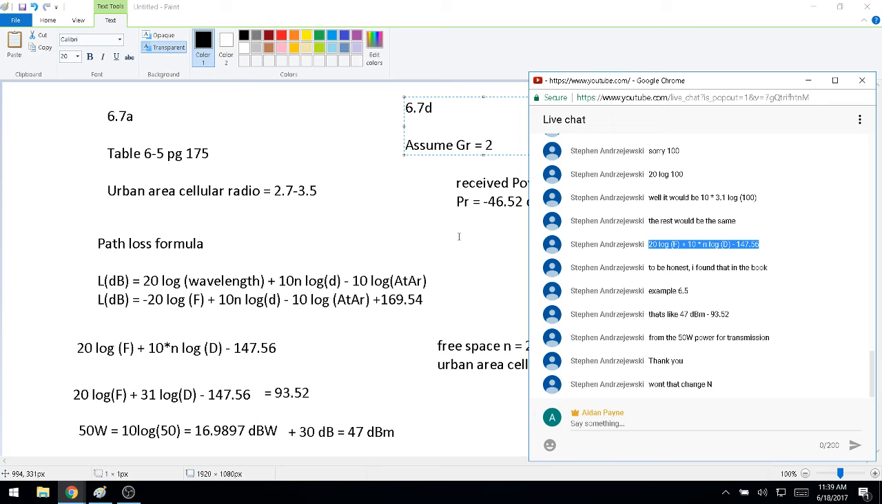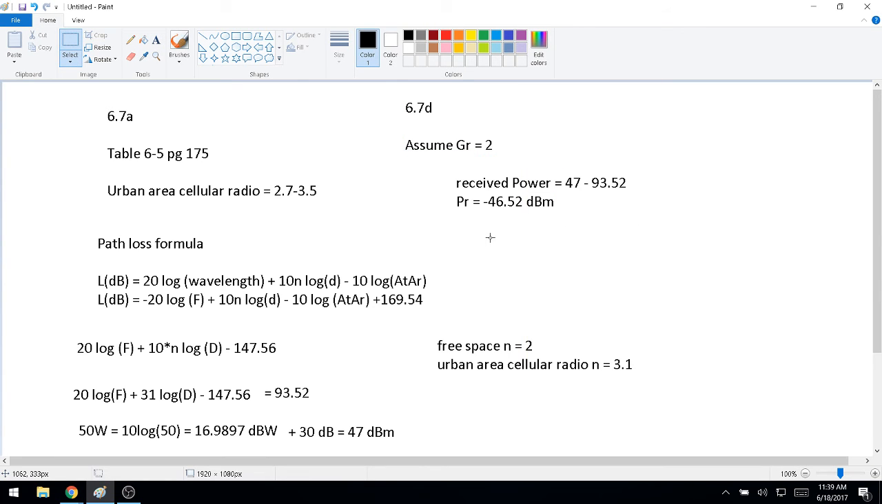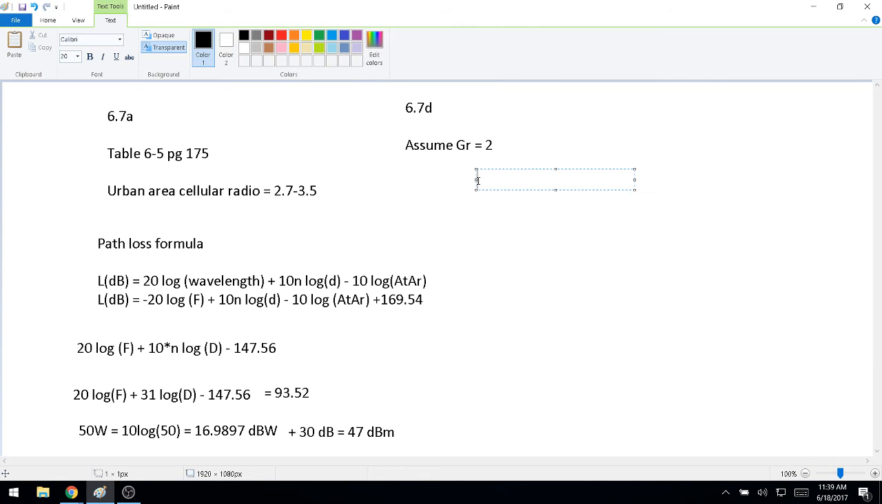Stephen asks if that'll change N. It won't change N because we're still going over a cellular environment. So that's not where it has the effect. Remember our general architecture. Let me clear some of this up. Remember the general architecture formula, which is RSL equals IRL plus receiving antenna gain minus transmission line loss.